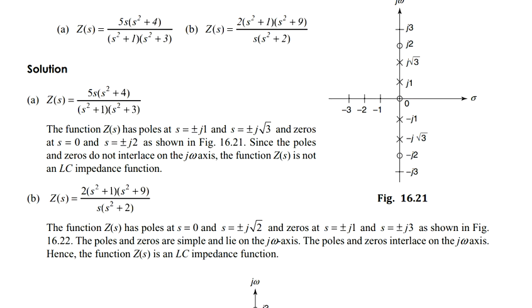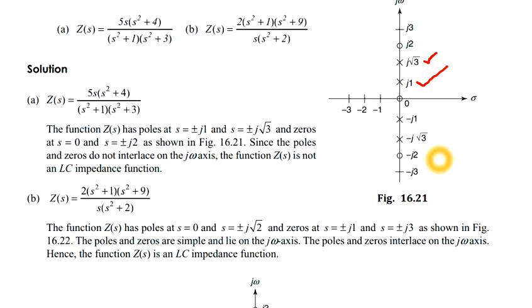Let us see. First you mark all the poles and zeros on the j omega axis. From that you can easily tell. If you see here, there is a pole at j root 3, and just below that we have one more pole at j1. What you can observe here is that there are two poles which come continuously without any zero in between them. That means they are not interlacing. With that property violation, we can directly say that the given function is not an LC function.